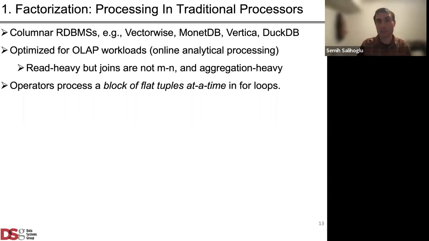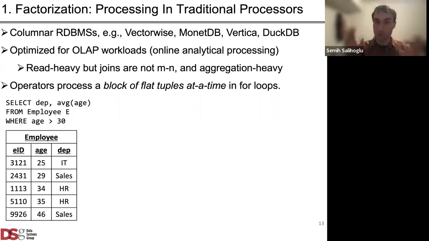One common wisdom that has arisen from this literature on columnar relational systems is that operators should process blocks of tuples at a time. That's called vectorization, and that's a very good thing. Again, analytical systems, including graph database management systems, should also be vectorized. It's the state of the art, at least for now.